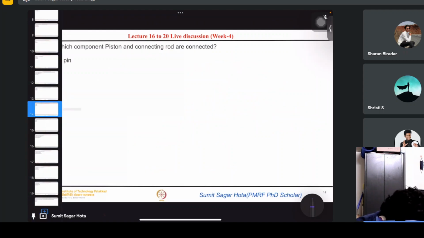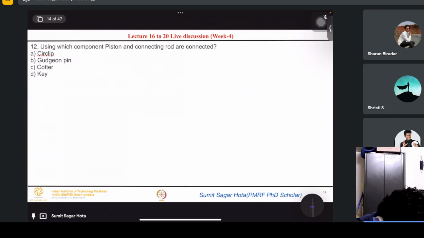Okay, next question. Using which component are the piston and connecting rod connected? It's a very common name. The name is gudgeon pin. The pin, you know. If there are pins, maybe one question can be asked on the different kinds of pins, and one of the pins will be this gudgeon pin. So this can also be one question. So remember the name of this kind of pin too, if you know pins.